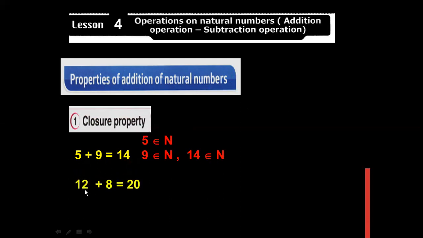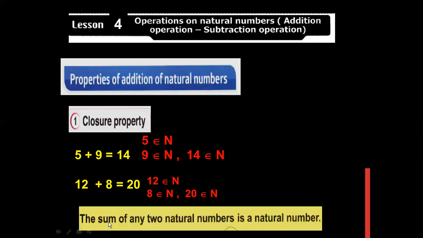Another example, 12 plus 8. I know that 12 belongs to N, 8 belongs to N, so the result must also belong to N. This is the closure property. Closure property means that the sum of any two natural numbers is also a natural number. The sum means the addition of any two natural numbers, and it will also be a natural number. This is the closure property.